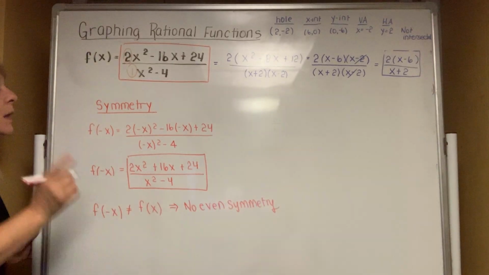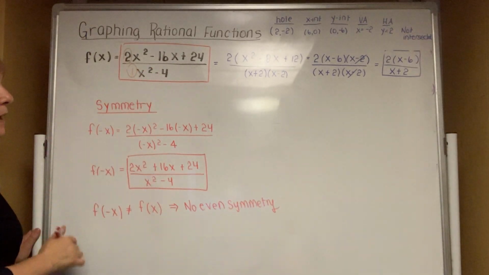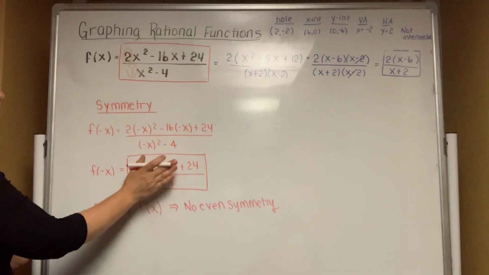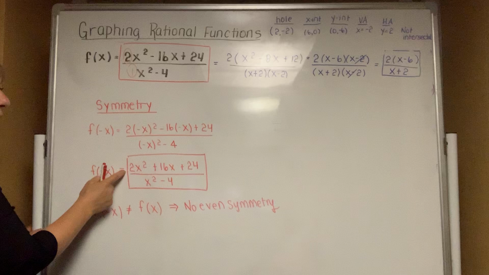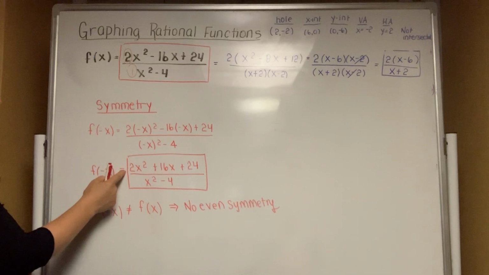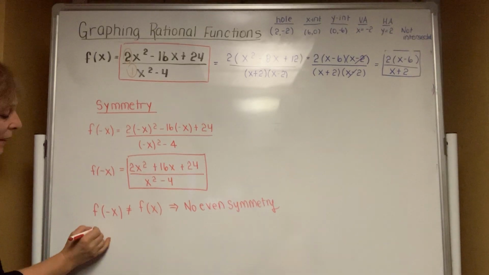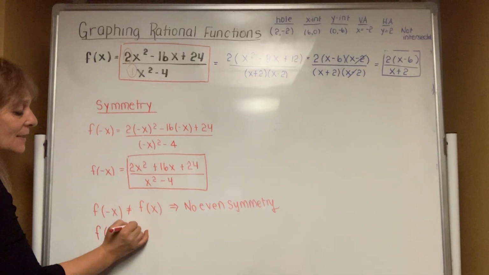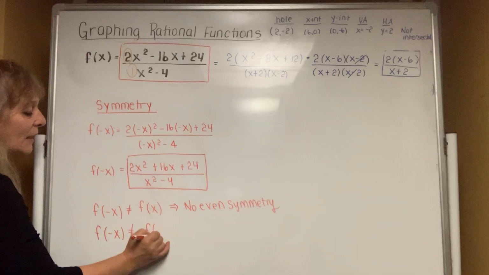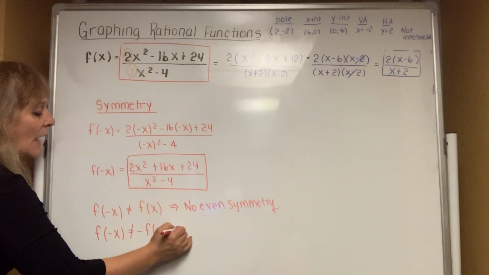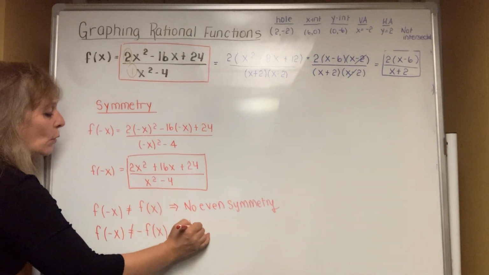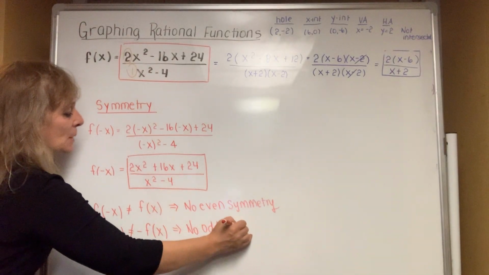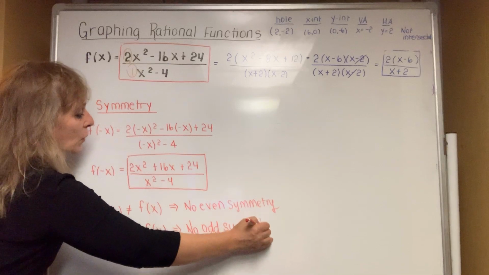If the boxes were exactly the same, there would be even symmetry. If the boxes were exactly the same and there was an extra negative in front of the box, then there would be odd symmetry, but there isn't. So therefore, f of negative x is not equal to the negative f of x, and that implies that there is no odd symmetry. Now at this point, you are done with all your work.